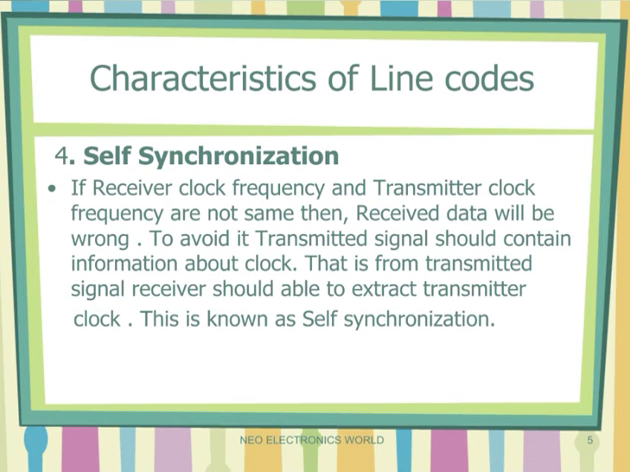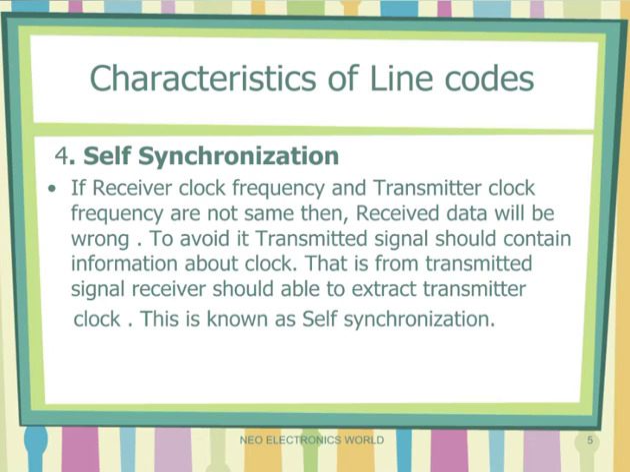What does self-synchronization mean? If the receiver clock frequency and the transmitter clock frequency are not the same, then the received data will be wrong. For example, if the receiver clock frequency is 500 Hz and the transmitter clock frequency is 1000 Hz, the received data will be wrong because the frequencies are not the same. To avoid this condition, the transmitted signal should contain information about the clock. From the transmitted signal, the receiver should be able to extract the transmitter clock.